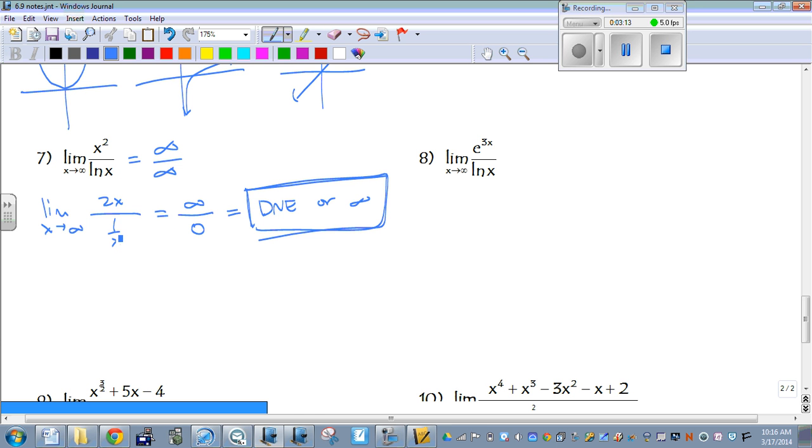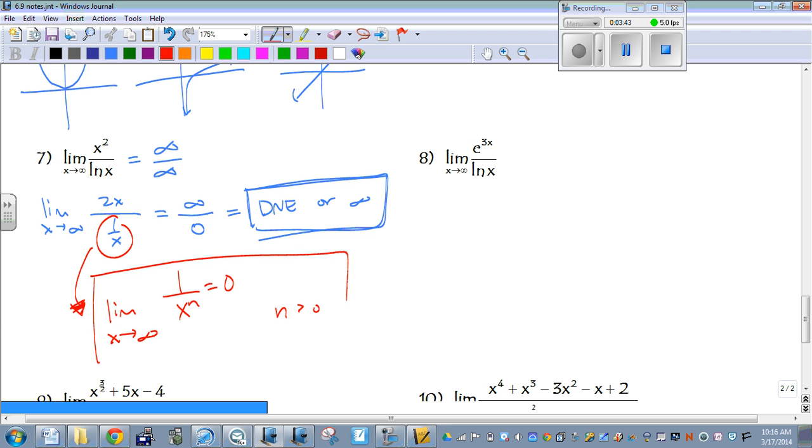But for this part, this is something we need to remember from before. If we have the limit as x approaches infinity of 1 over x to the n, and n is greater than 0, so as long as that exponent's positive, that's going to be equal to 0. Because that bottom number is going to get larger and larger, but when we do 1 divided by that really big number, it's going to get smaller and smaller. It's going to be closer and closer to 0. So something to remember from the beginning of limits.